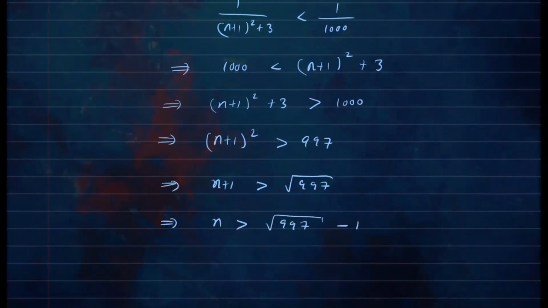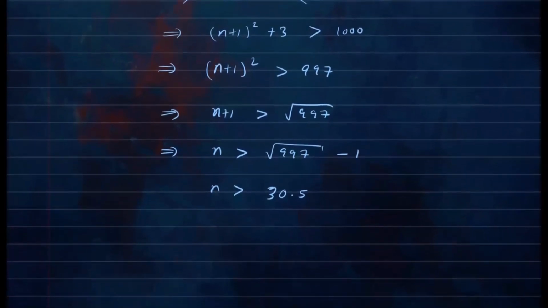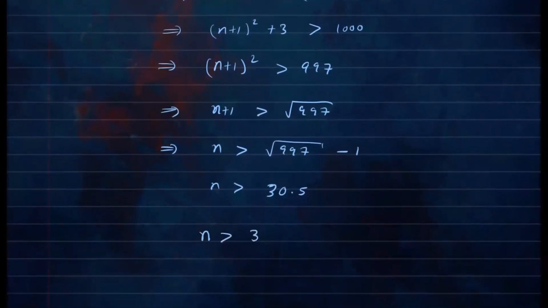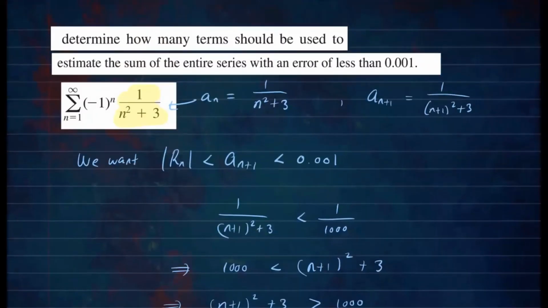997 minus 1. Now, if you put this in your calculator, you're going to get about, I believe, 30.5, something like that, but n has to be an integer, so we're going to round it up. So we're going to say n has to be greater than 31 or 32 or 33. Let's say greater than 31 is good enough. So as long as you're greater than 31, if you have greater than 31 terms, then this sum will have an error less than 0.001. That's what this means.